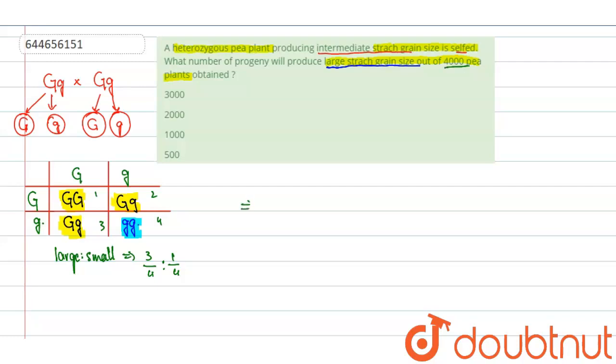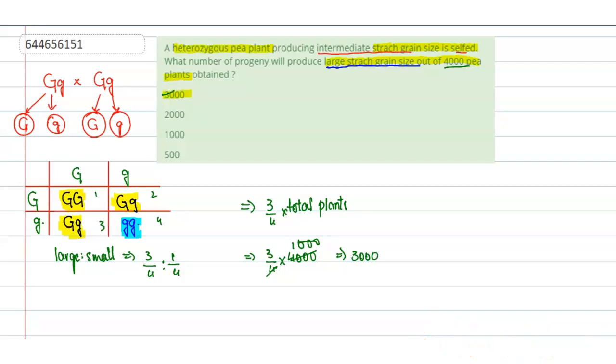So how can we solve this? Multiply the given ratio with the total number of individuals or the total plants. Now this will give rise to 3 by 4 into the total number of plants, which is 4000. Hence we'll be getting the answer as 3000. So that is given in the first option, and the first option is the right answer for this question.